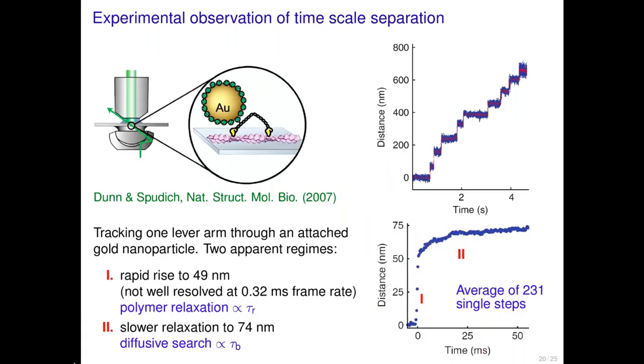This methodology, darkfield microscopy, with attaching this gigantic gold particle, which is bigger than anything else in the system, was first used by Alex Dunn, when he was a postdoc with Jim Spudich. They were trying to look at what should happen in a single step, as opposed to these experiments which show an increase in steps.